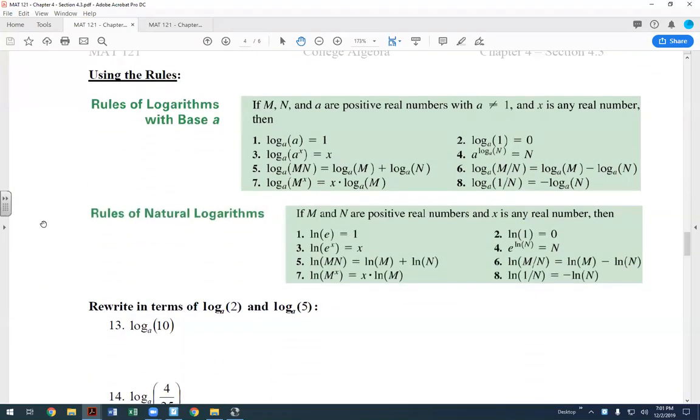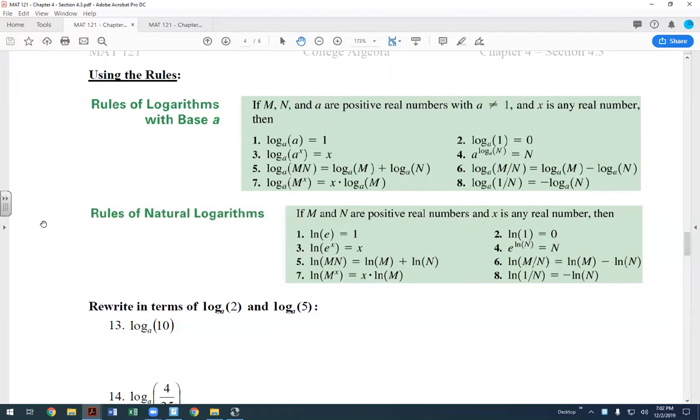These are basically the same rules, just given to you in terms of any base a or with natural logs, but they are essentially the same thing. Rule 1 and 3 are basically the same thing. If your exponent is raised to number 1, well, the two bases cancel each other out, leaving you behind with whatever the exponent is. If the exponent is 1, the answer is 1. If the exponent is x, the answer is x. Okay.